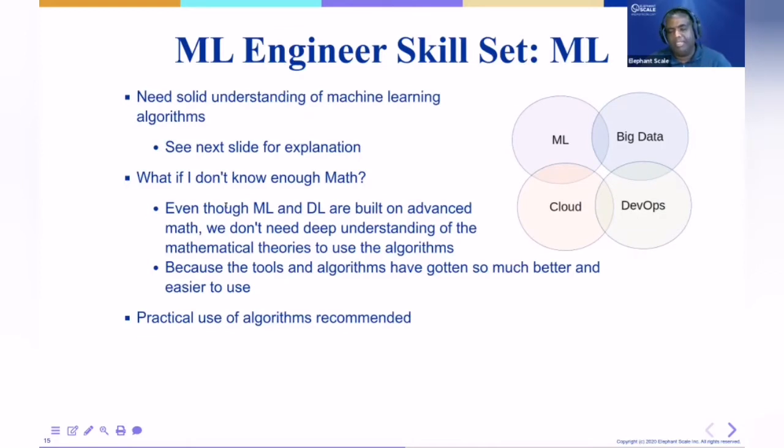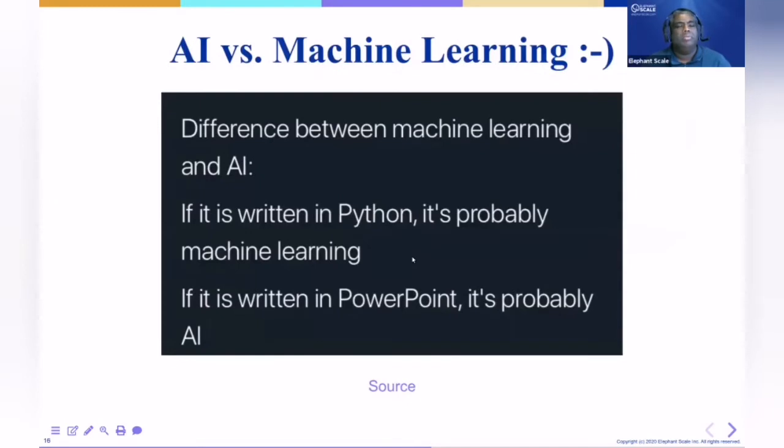Another thing I recommend is that a lot of machine learning books and courses start diving into the math right away. At least personally, I think that's not a great approach, because that loses a lot of people along the way. So the way we recommend learning machine learning is through the practical use of machine learning. Now, the next thing people ask is, what's the difference between AI, machine learning, and deep learning? I really like this one, so I thought I'd share it with you. If it's written in Python, it's machine learning. If it's in PowerPoint, it's AI. I thought that was a pretty cool definition.